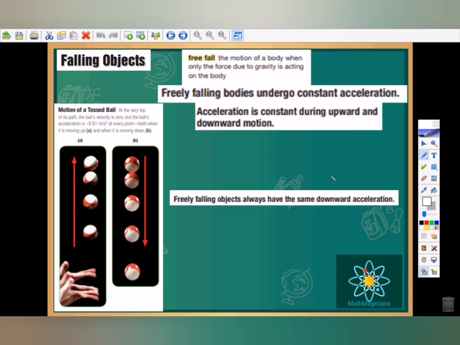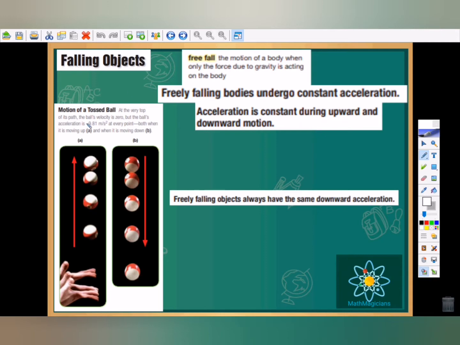If air resistance is disregarded, all objects dropped near the surface of a planet fall with the same constant acceleration. This is due to the gravitational force, and the motion is referred to as free fall. Free fall is the motion of a body when only the force due to gravity is acting on the body. Free falling objects undergo constant acceleration. Acceleration is constant during upward and downward motion.